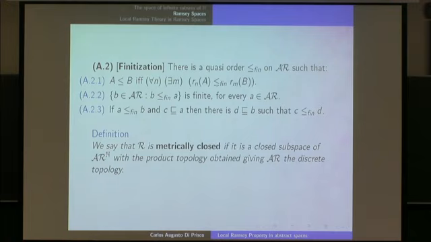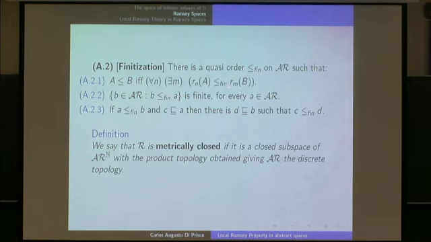The second axiom, which we can call finitization, is that there is a quasi-order on the collection of approximations, which behaves like this. A is less than or equal to B in the quasi-order of R if and only if for every n, every nth approximation of A is obtained by the order on the approximations from some approximation of B.